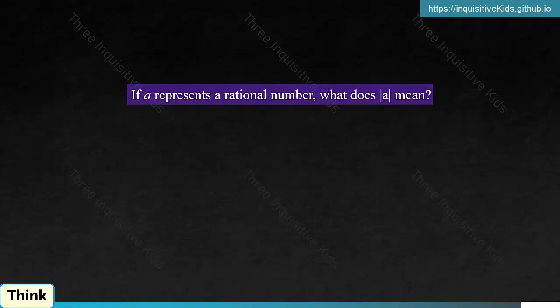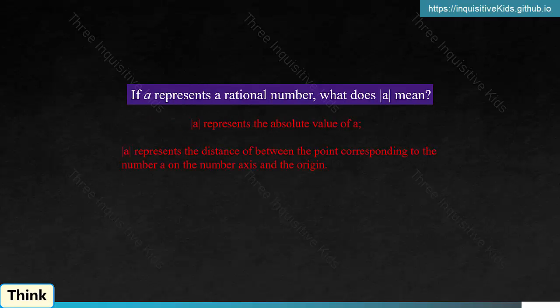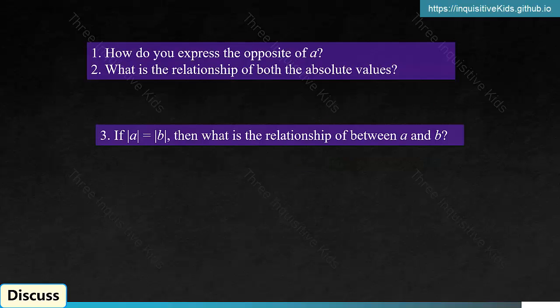If A represents a rational number, what does the absolute value of A mean? It means the absolute value of A represents the distance between the point corresponding to the number A on the number axis and the origin. How do you express the opposite of A? What is the relationship of both the absolute values?